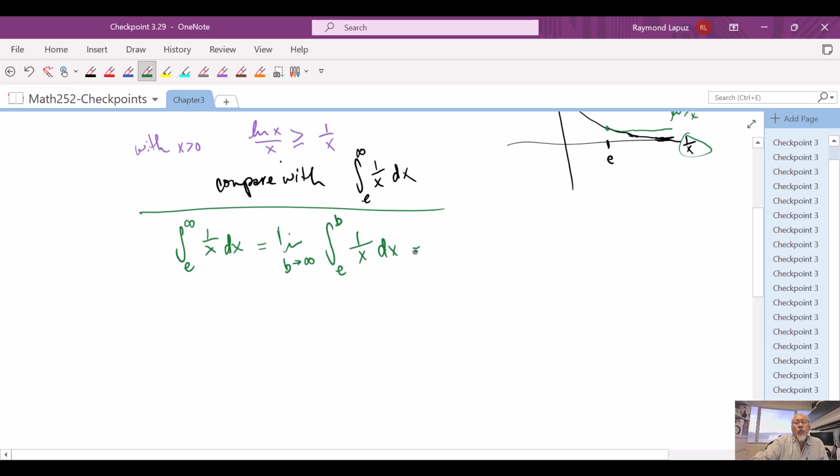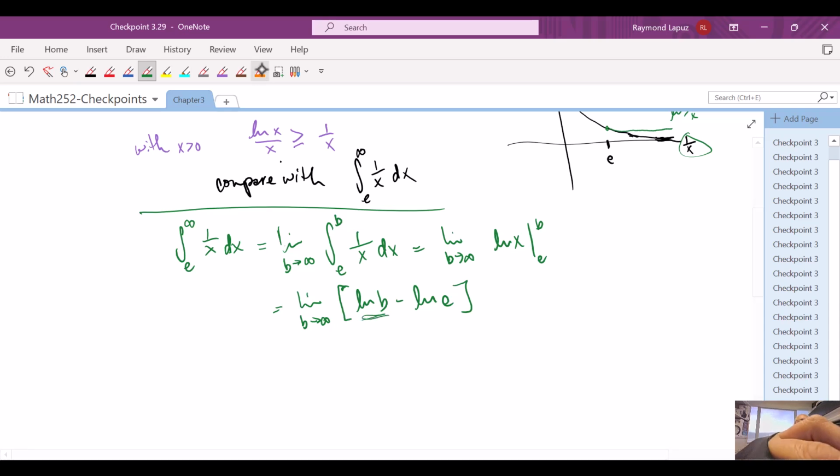All right, we know that this is going to be the ln function, and we have not taken the limit yet, so we'll keep the limit symbol here. This is going to be ln of x from e to b, and this will be the limit as b approaches infinity of ln of b minus ln of e. ln of e is equal to 1, but more importantly, what happens to ln of b as b goes off to infinity?